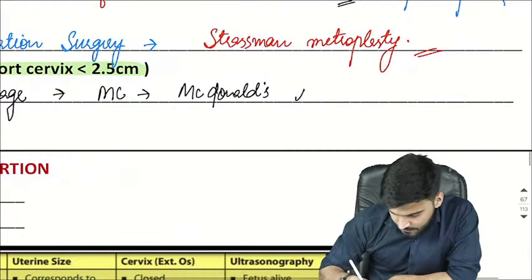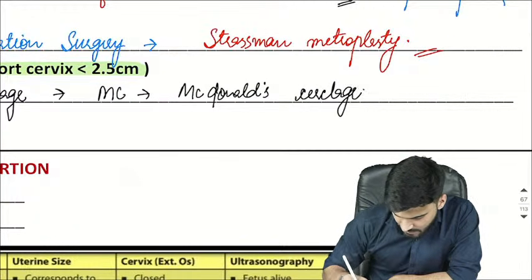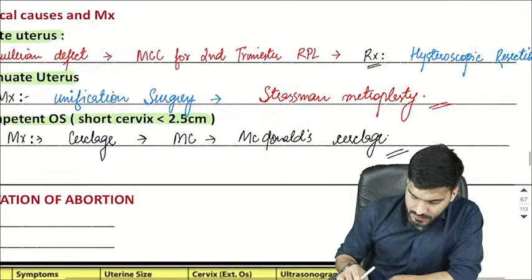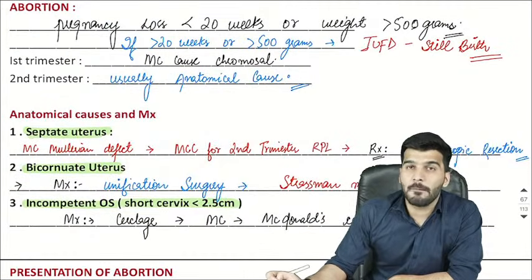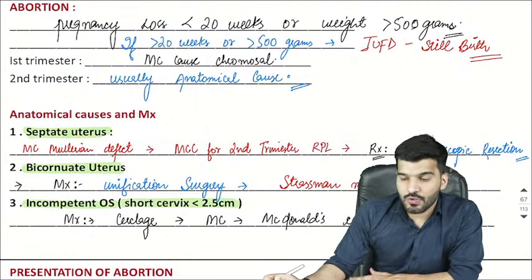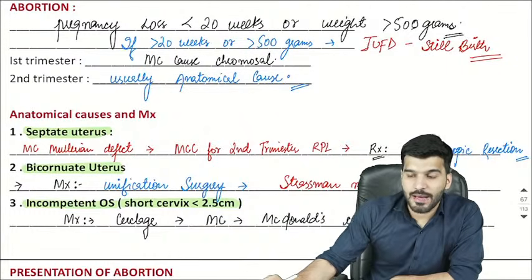The most common is going to be the McDonald cerclage. So that was all about the anatomical cause and the management of this.